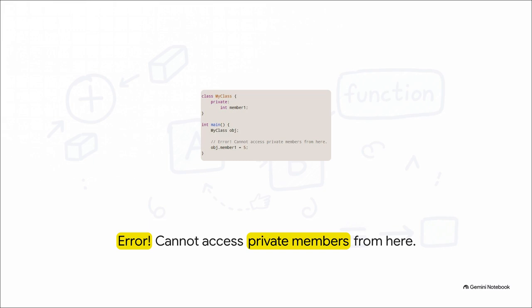And this perfectly illustrates what happens when you try to access a private member normally. We've got a simple class named myClass with a private integer called member1. In the main function, we create an object and try to just assign the number 5 to that private member. The result: the compiler throws an immediate error. You hit an impenetrable wall.